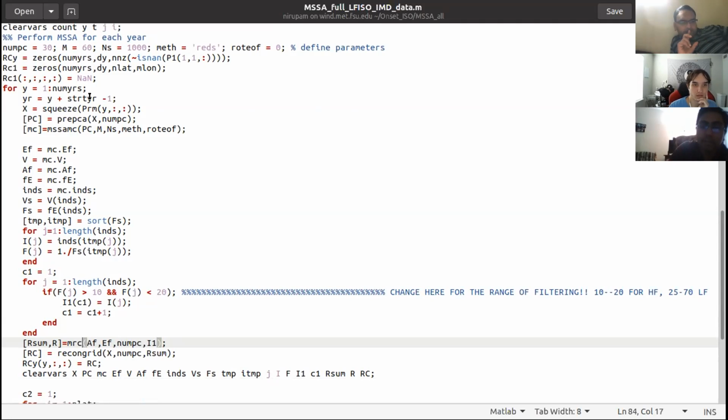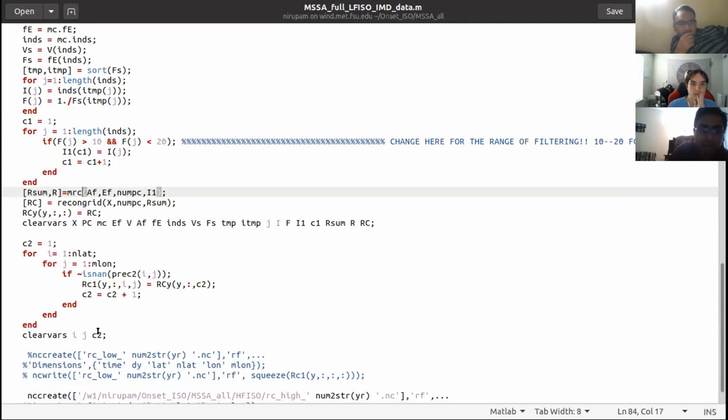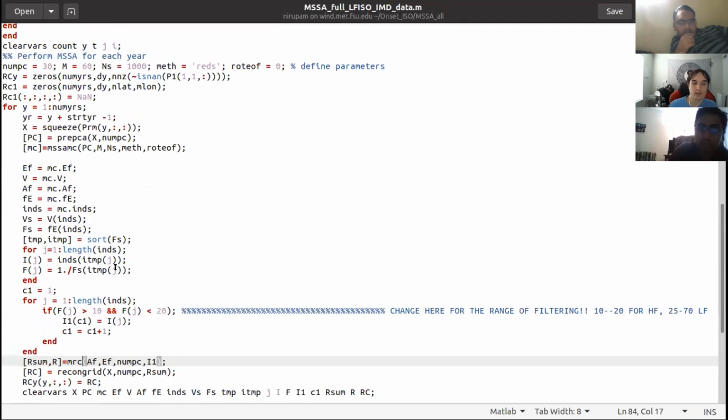This is not the MSSA code; the MSSA folder is different. I am using those codes in that folder: MSSA MC, MRC, and recon grid. I have not done phase compositing here. This is not phase compositing; this is just simply trying to pull out the data for the phase composite.